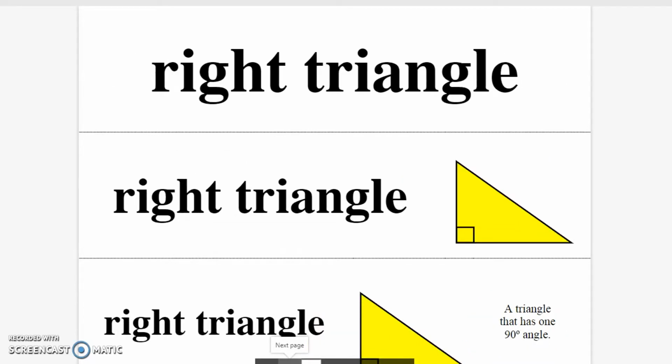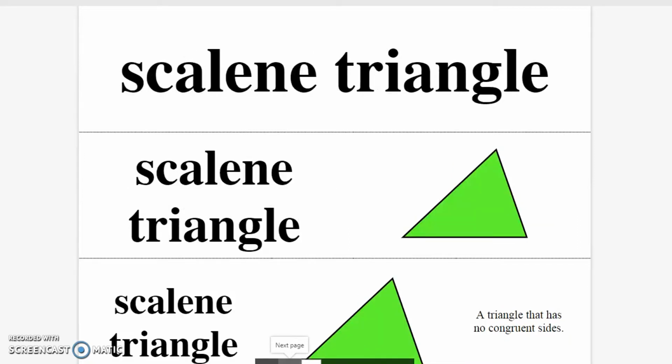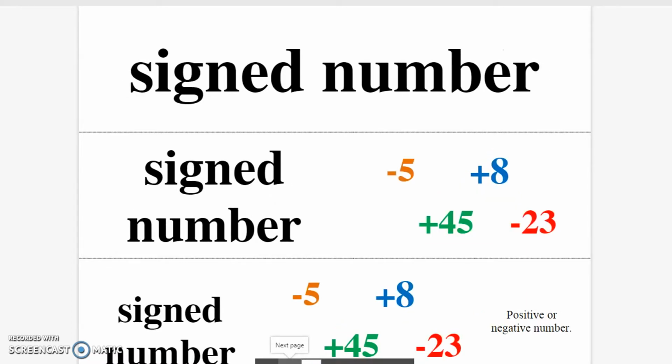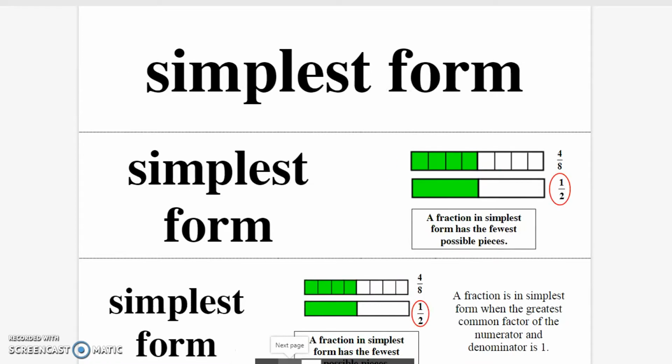Right triangle, a triangle that has one 90-degree angle. Scalene triangle, a triangle that has no congruent sides. Signed number, a positive or a negative number. Simplest form, a fraction that is in simplest form when the greatest common factor of the numerator and the denominator is 1.